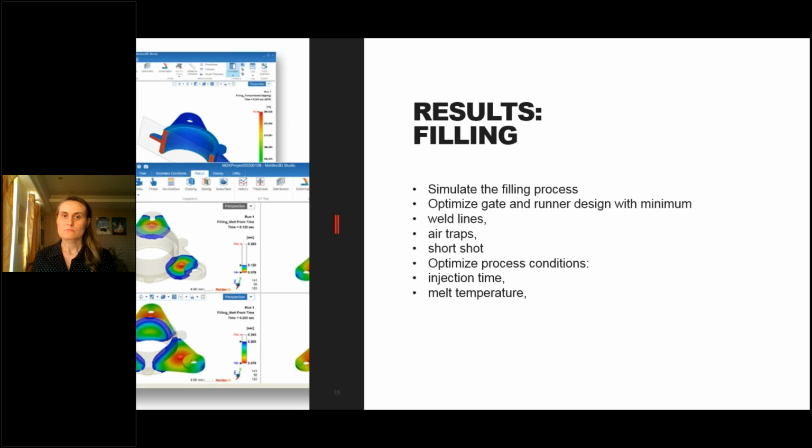So the first results that will show, there will be a window and a tree structure, and the first result from the top will be the filling result. And here you can optimize your gate and runner design. You can check whether weld lines will happen in the places that you want them or you don't want them, whether you have air traps or short shot. You can also optimize your process conditions such as injection time or melt temperature.